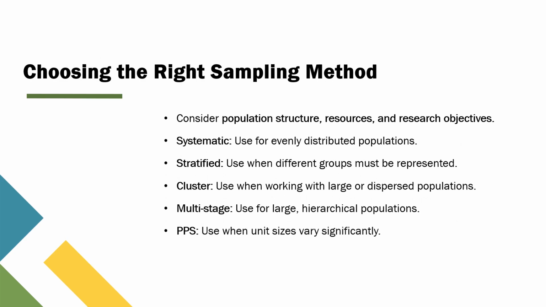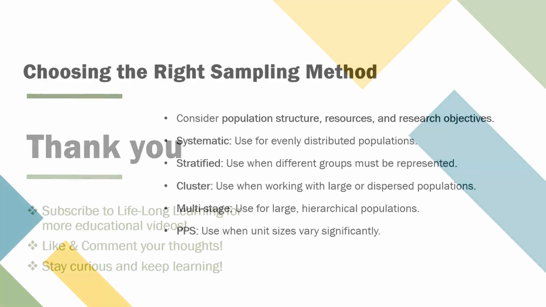Now, how to choose the right sampling method? Systematic sampling is best for evenly spread populations but may introduce pattern bias. Stratified sampling ensures fair representation but it requires detailed data. Cluster sampling is useful for large populations but may not be accurate if clusters are not diverse. Multi-stage sampling is efficient for complex populations but requires careful planning. Probability proportional to size sampling is best when units vary in size but requires accurate data.